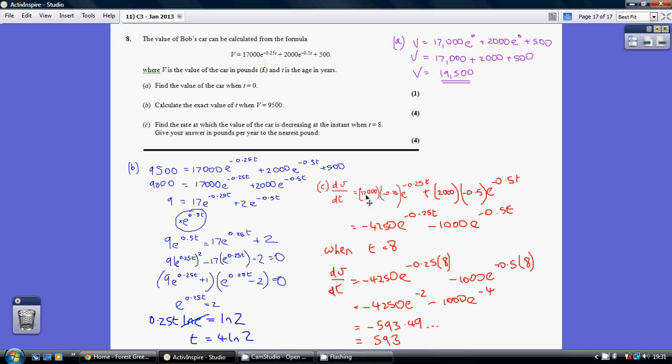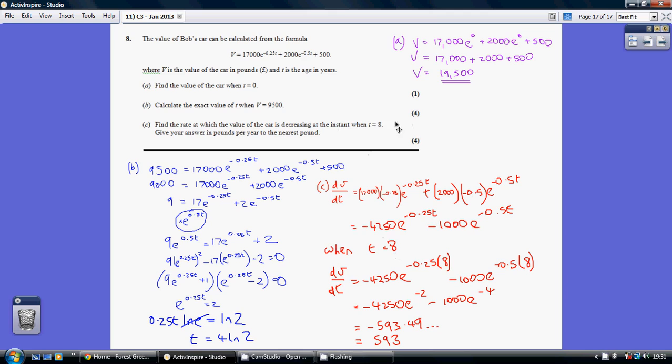So we're going to have 17,000 times the differential of minus 0.25t, which is minus 0.25, and the e to the power bit stays the same. Same with this second term. When we differentiate this, given it's e to the power of something, we multiply the 2,000 by minus 0.5. So 2,000 times minus 0.5 times e to the minus 0.5t still. So with a calculator, multiply these two together and multiply these two together, gives us this.